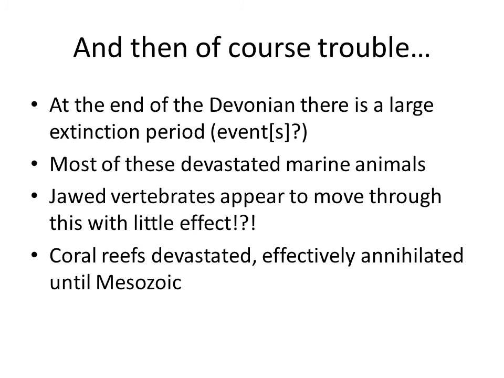Jawed vertebrates more or less appear to make it through with little effect. It's not entirely clear why that's the case. And what maybe will happen in the future, and what happened at the Devonian, is that coral reefs are gone. As far as we can tell, coral reefs no longer exist in the ocean. They are effectively annihilated, and they don't actually reappear until well into the Mesozoic. So as a functional ecosystem, they are no longer in existence for the next maybe 30, 40, 50, 60 million years, and that may not be terribly different from what will happen with climate change. We may lose coral reefs as a functional ecosystem.